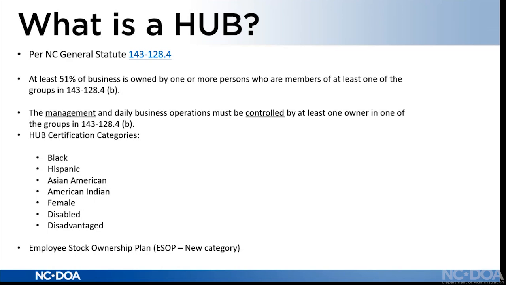If somebody holds a certification like from a DOT, disadvantaged business enterprise, then there is a reciprocity process, which means they've already gone through somebody else's process that we trust. So they have a lot less work to do when they come to us to get Hub certified.